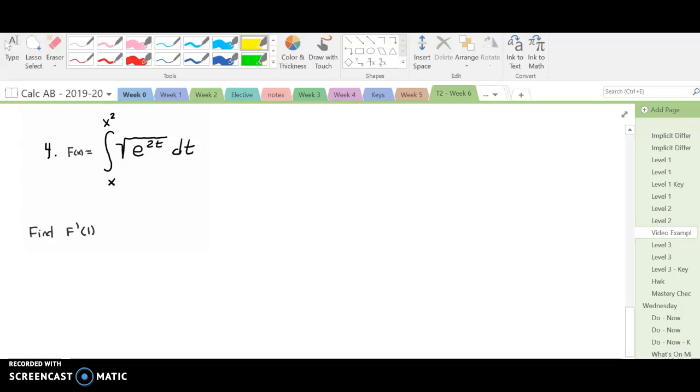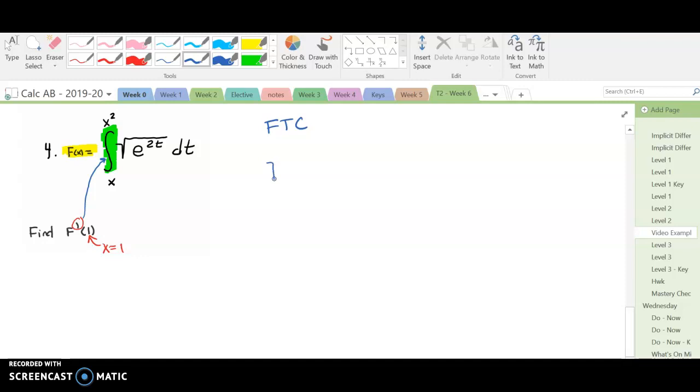In this problem, you've been given a function, capital F, which is defined as a definite integral, and then you've been asked to take its derivative at x equals 1. And so your brain should be screaming fundamental theorem of calculus. This derivative and that integral are going to undo, and that's exactly right.